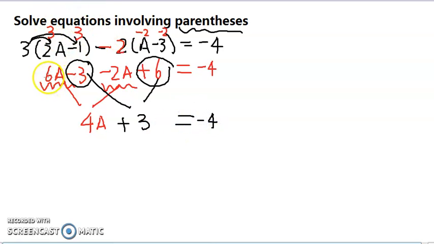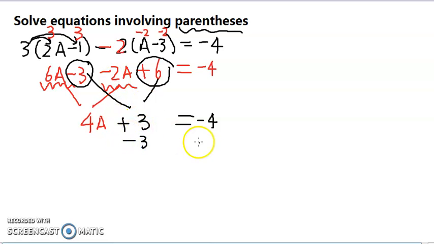So this time, because 6a and 2a, they're both on the same side, we can just combine them. We don't need to do opposite operation. We don't need to move one of them to the other side to combine. And so don't try. We cannot add a 2a to both sides to do that. We just need to go ahead and combine them.